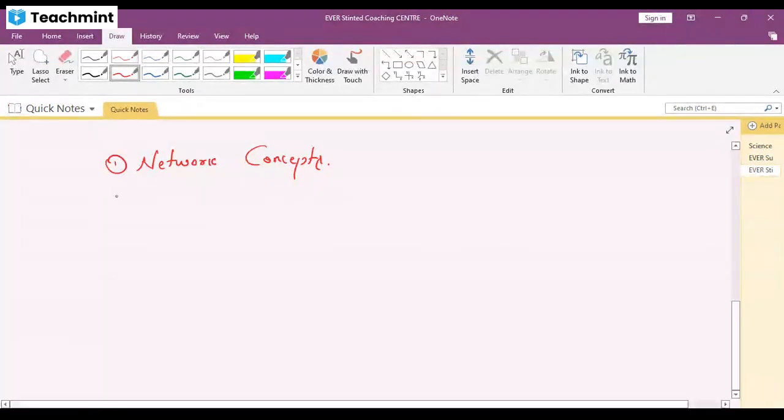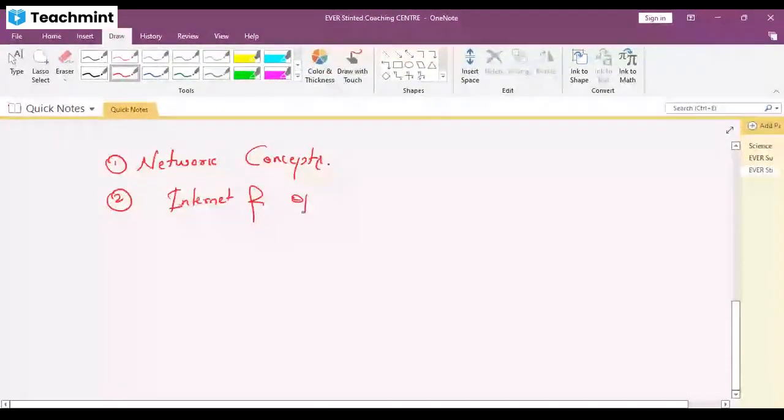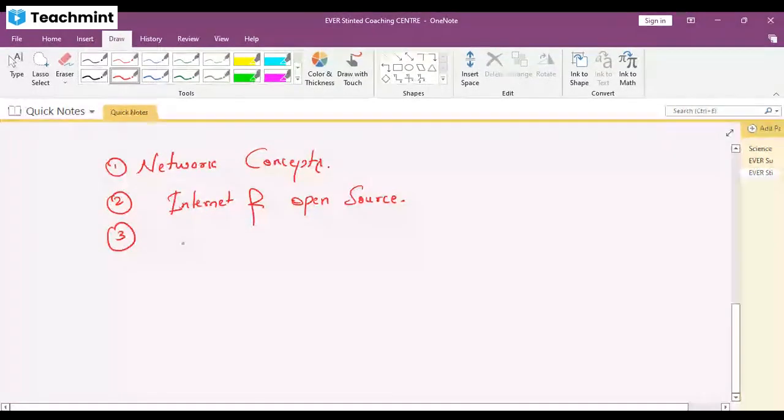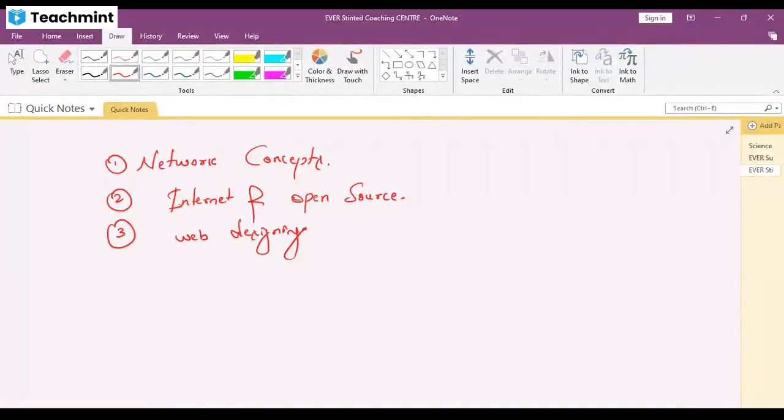And later on, complete internet and open source. Please first cover these areas: internet and open source. And then later on, we study web designing. So these are the basic chapters I want you to follow, and make sure that you can score very good marks. Is this clear? Children, please let me know if you have any doubts till here about what I suggested.